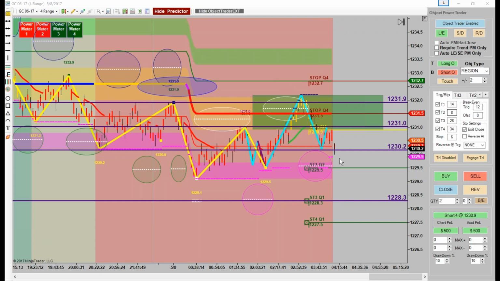Everybody see that? 12:31, but we got to wait for it to close because this is not a lightning swing until it takes out that low right there. And I don't like just 1 tick. I like a close bar.